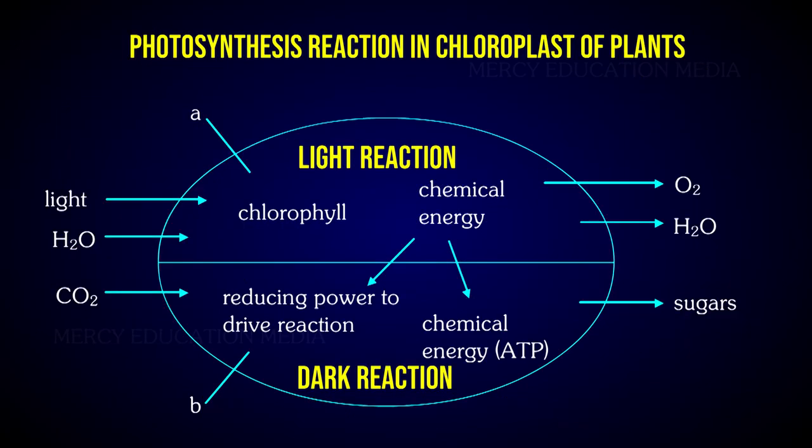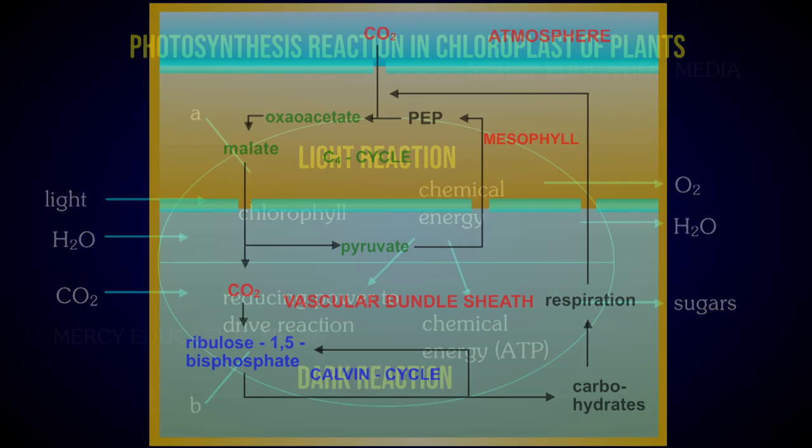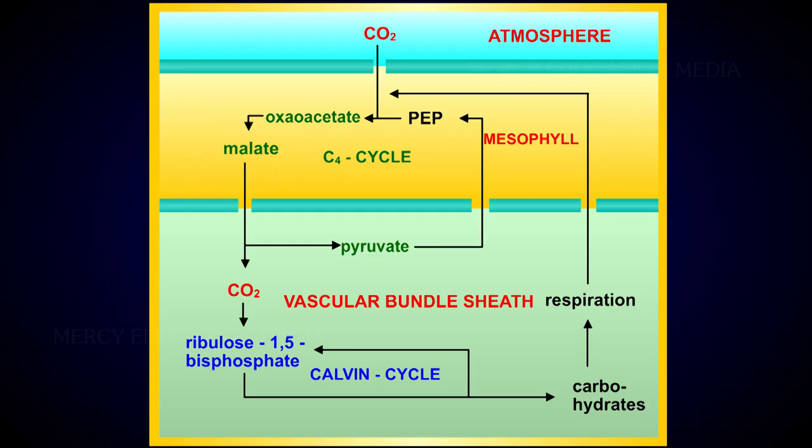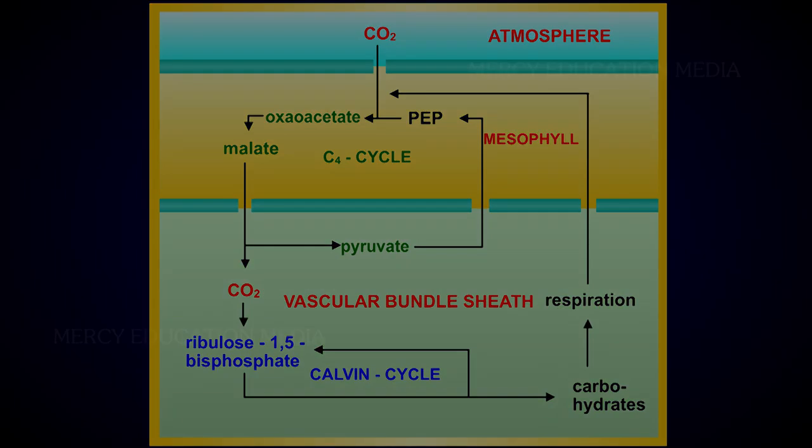The presence of two types of cells leads to the segregation of photosynthetic work, that is, light reactions and dark reactions, separately. The Hatch-Slack pathway involves two carboxylation reactions. One takes place in the chloroplast of mesophyll cells and another in the chloroplast of bundle sheath cells.